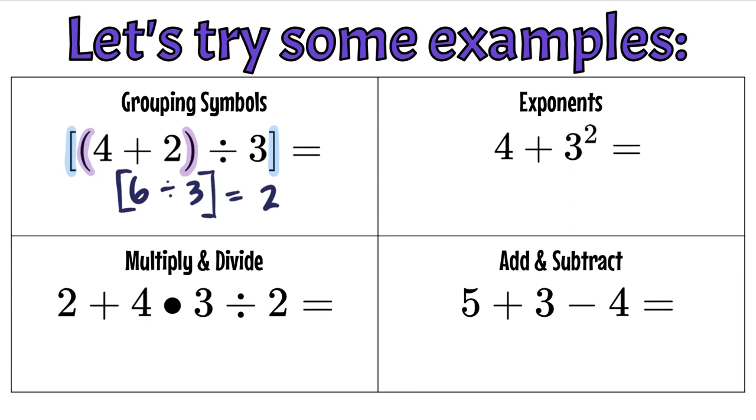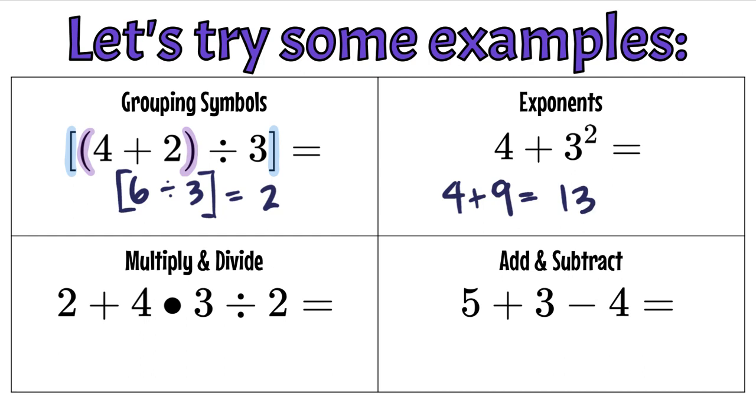When we look at the next example, we see we have an exponent. And in order to add 4 plus our second term in this expression, we need to first deal with the exponent. So this gives us 4 plus 3 squared is 9. So notice we simplified our exponent first, and now we can add 4 plus 9 is equal to 13.